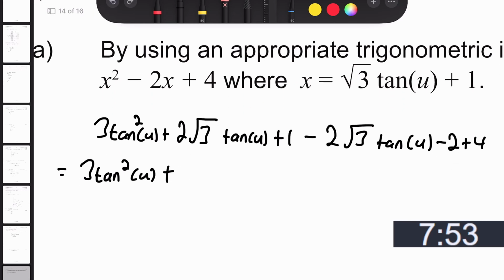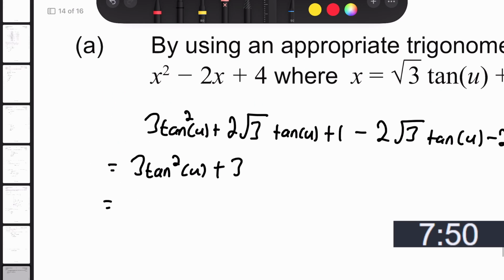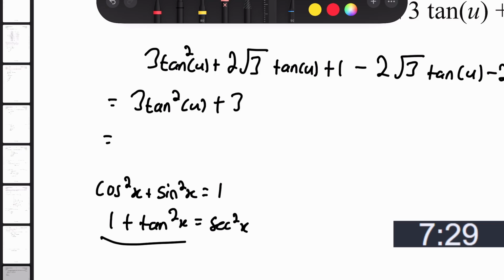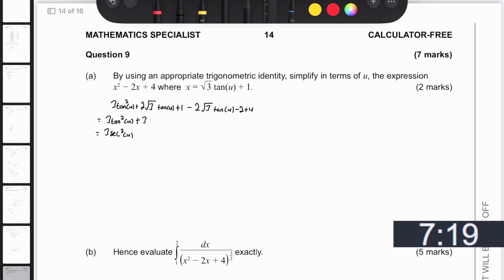So this is going to be 3 secant squared of x. Because if I have cosine squared of x plus sine squared of x is equal to 1, let's divide everything by cosine squared of x. So I get 1 plus tangent squared of x is going to be 1 on cosine squared of x, which is secant squared of x. You can see here what we have is just 3 times of that. So we're going to get 3 times secant squared of u. Okay, very nice, very nice.